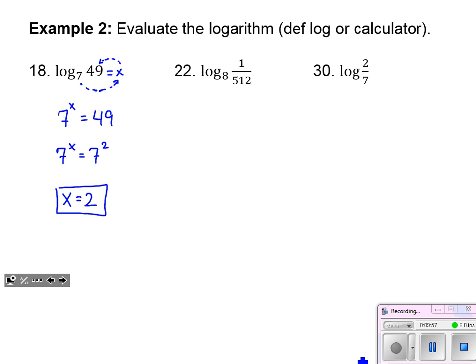Okay, and we may be able to do it without requiring this step. We should probably know that that x has to be a 2 to make that statement true. Let's try the next one. Okay, I'm trying to find what perfect exponent this logarithm represents. So 8 to what perfect power will make 1 over 512?